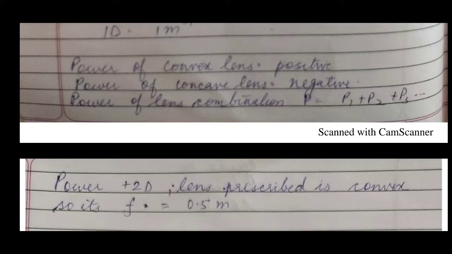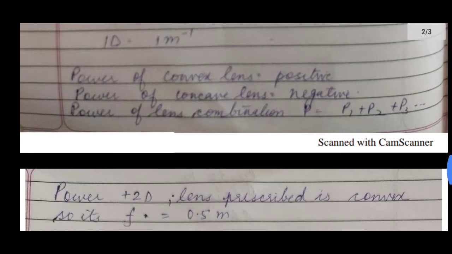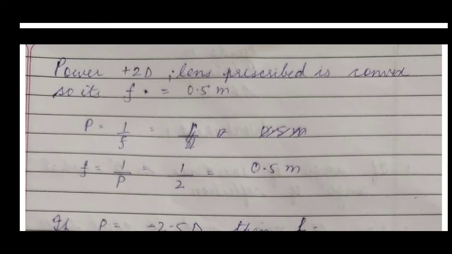The power of a lens combination means when you combine all these powers, you get a power P. P is equal to P1 plus P2 plus P3. You can combine any number of lens powers. Now suppose the power is plus 2 D, positive 2 D. Positive means you are using a convex lens. So the lens prescribed is a convex lens.